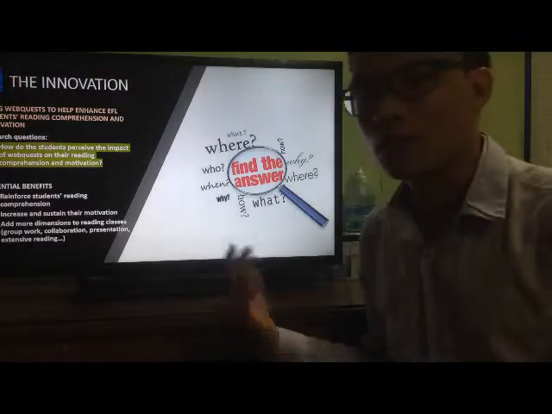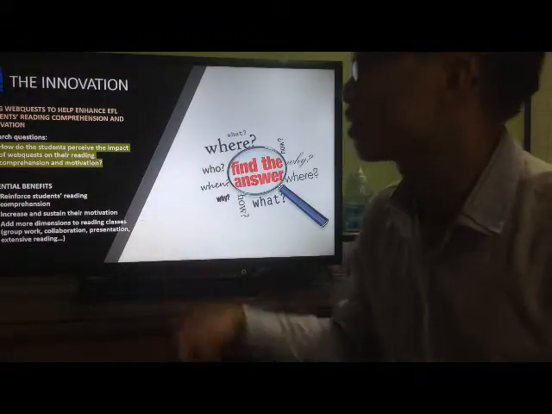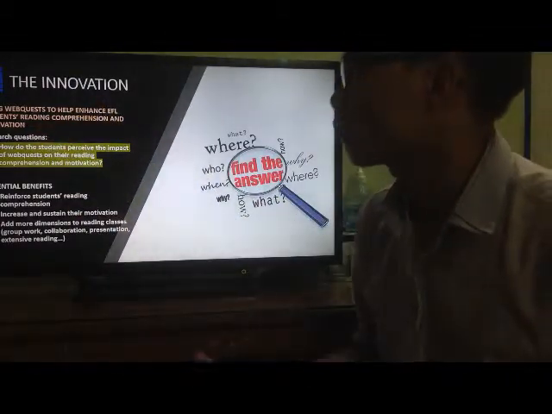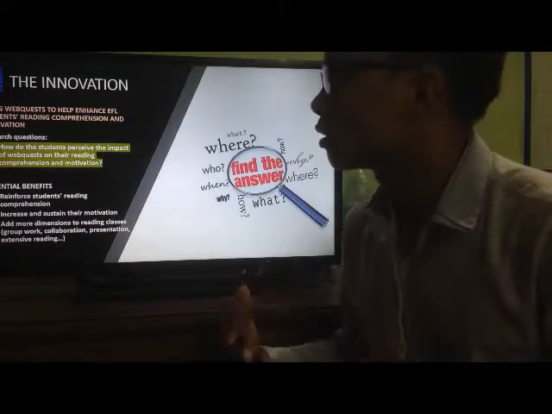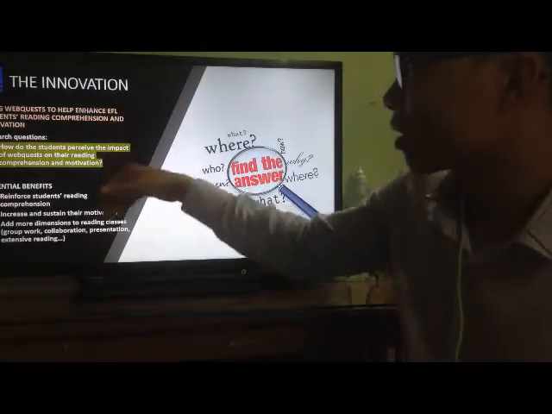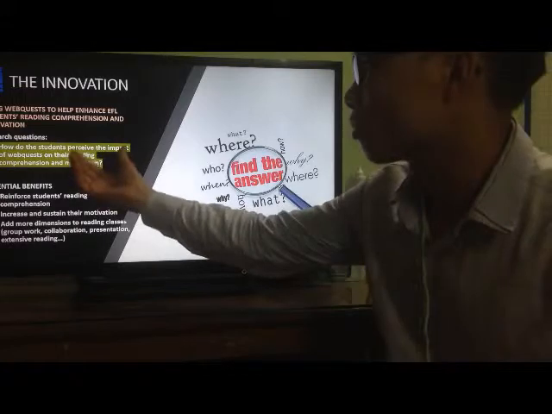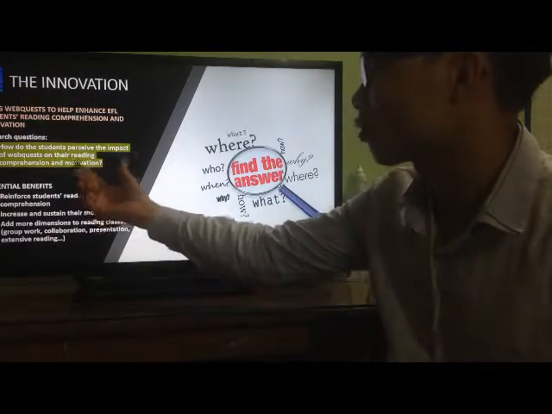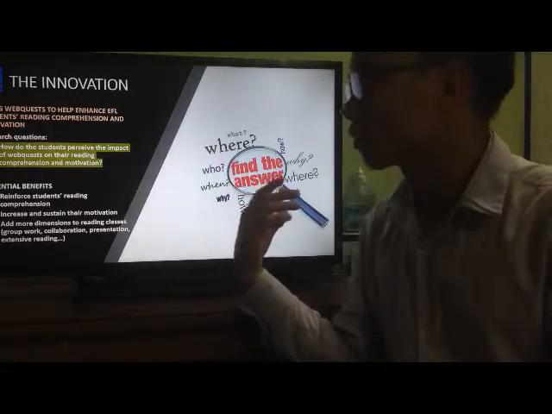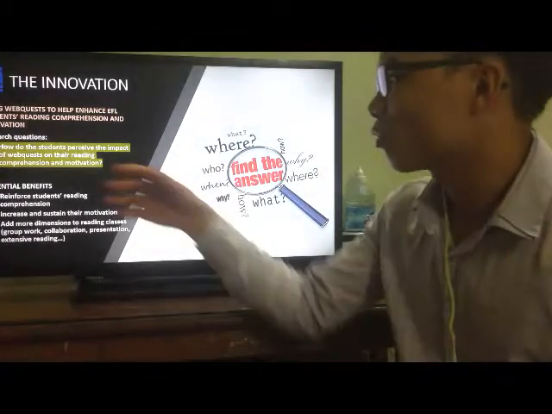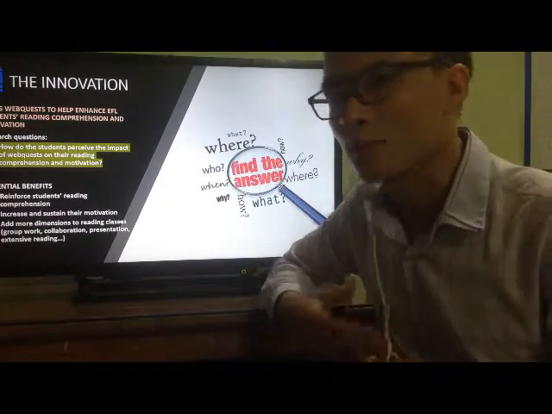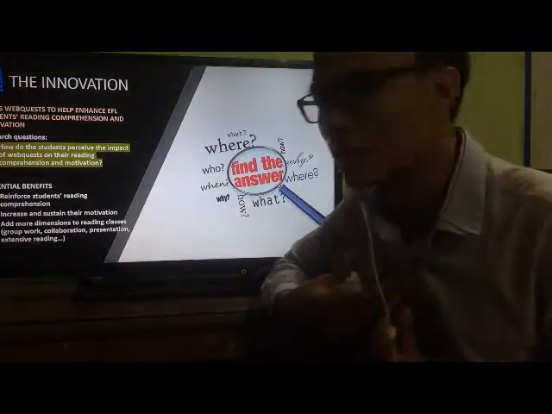So those are the motivations and impetuses behind my intention to carry out the innovation of using WebQuest to help my EFL learners increase their reading comprehension and motivation. My research question is: how do the students perceive the impact of WebQuest on their reading comprehension and motivation? I'm going to explain what WebQuests are later on, but for now I'm going to talk about some potential benefits that I think my innovation will bring about to my learners and also to teachers like me.